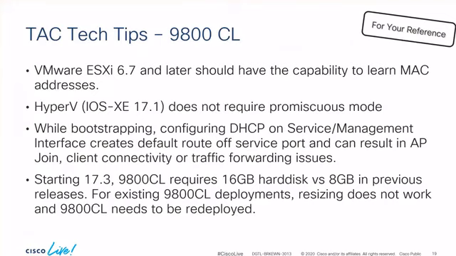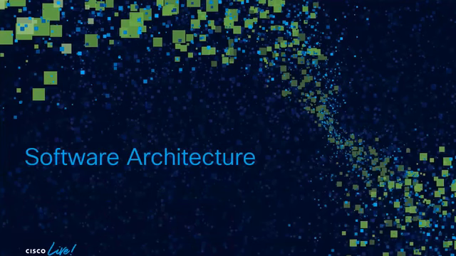Now, when bootstrapping the 9800 CL, you have a couple of configuration options. One of them is how to configure the management or out-of-band service port. Please do not use DHCP, because it ends up creating a default route out of the service port, causing all the traffic to leave the service port instead of the typical expected uplinks. So try and avoid that. Also, from 17.3 onwards, the 9800 CL has a 16 GB requirement, so you can't just resize it; you'll have to actually redeploy the 9800 CL.